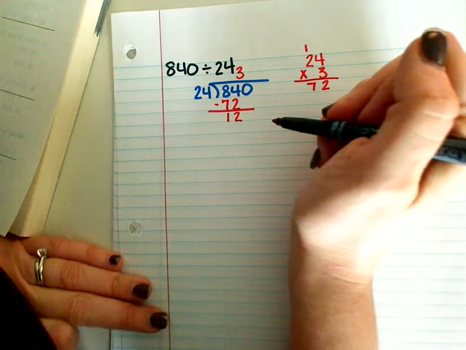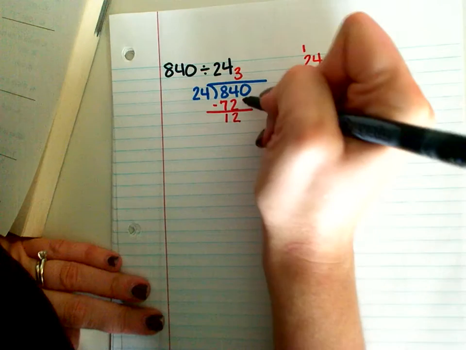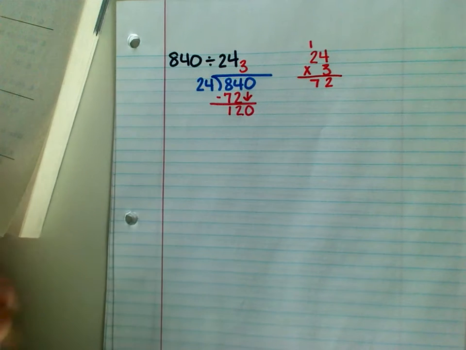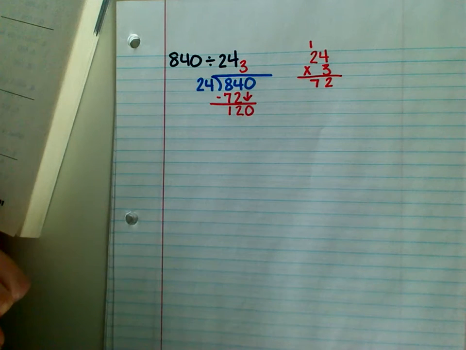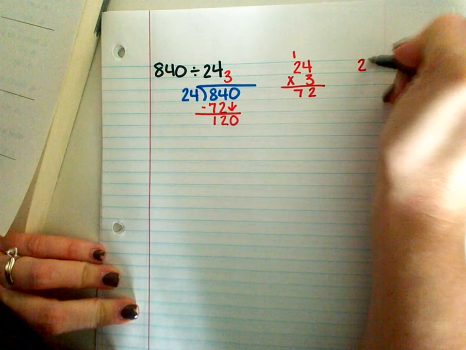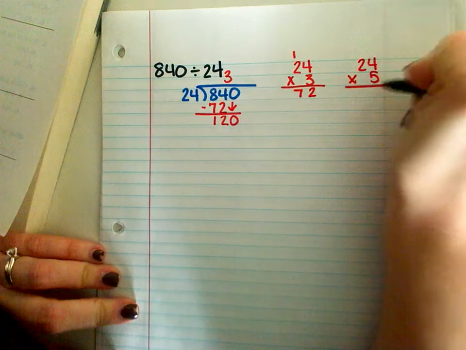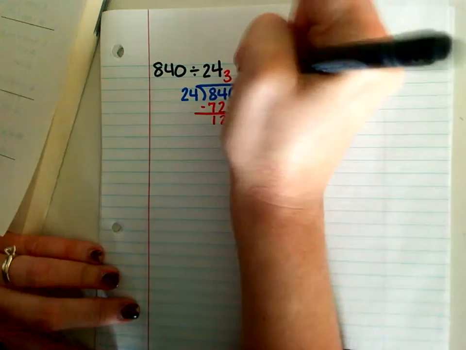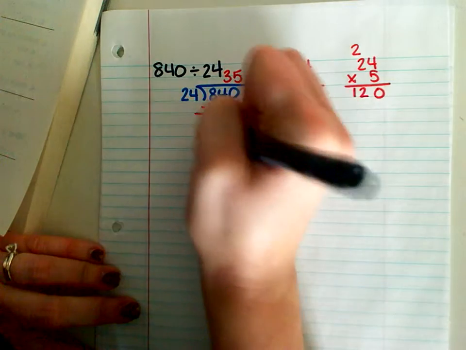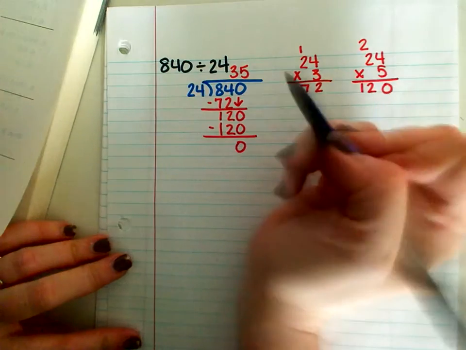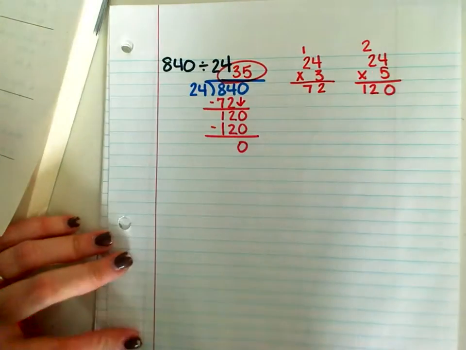What's our next step? Everyone. Bring it down. Very good. All right. How many times does 24 go into 120? What do you think we should try? Taha? Let's try 5. 24 times 5. 4 times 5 is 20. 2 times 5 is 10 plus 2. Works perfectly. So then put that on the top. Subtract. And I have no remainder. So 840 divided by 24 is 35.